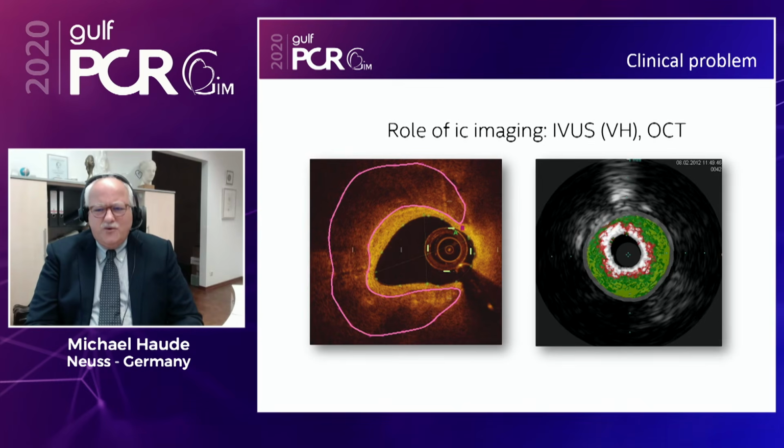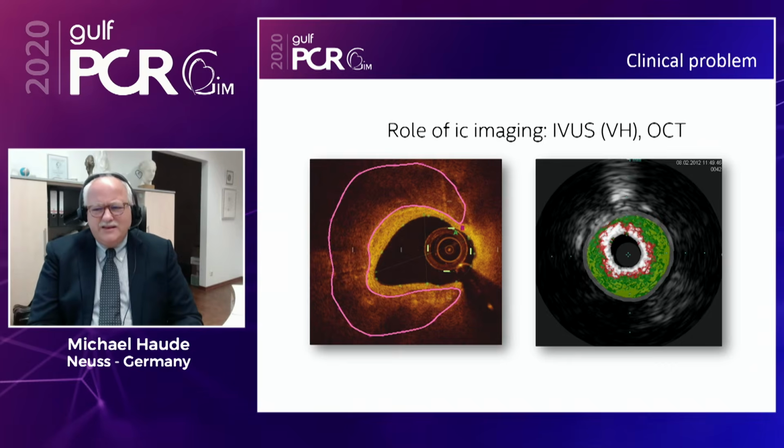We know that angiography is not giving us the full appreciation of the extent of calcification and of the distribution of the calcification. Intercoronary imaging, such as OCT or intravascular ultrasound, including virtual histology, really allows us to get a better visualization of the calcium within the arterial wall.